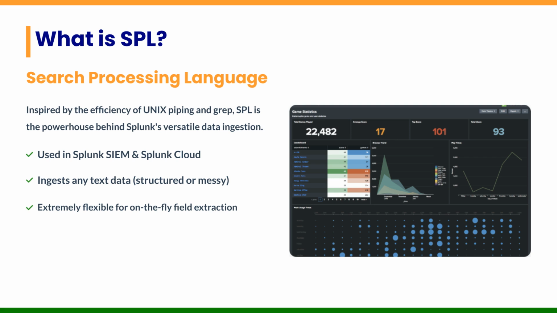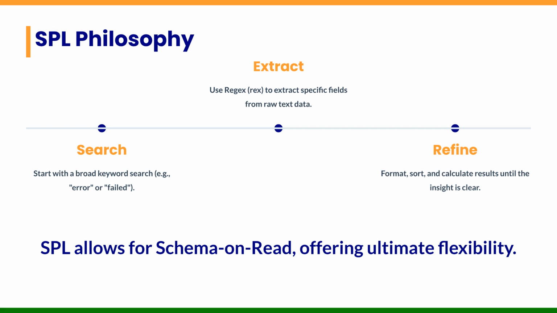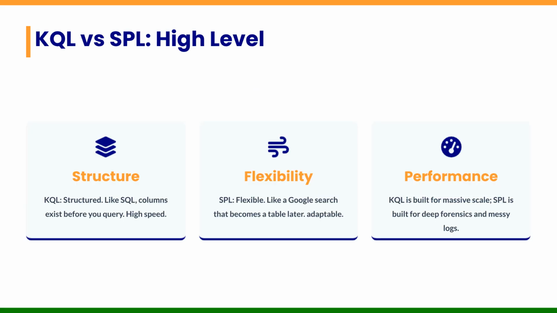SPL, Search Processing Language, is inspired by Unix piping. It's the powerhouse behind Splunk's versatile data ingestion, used in Splunk SIEM and Splunk Cloud. It can ingest any text data and is extremely flexible for on-the-fly field extraction. The SPL philosophy allows for schema on read, offering ultimate flexibility. The process is to start with a broad search, extract specific fields using regex, and then refine the results until the insight is clear.